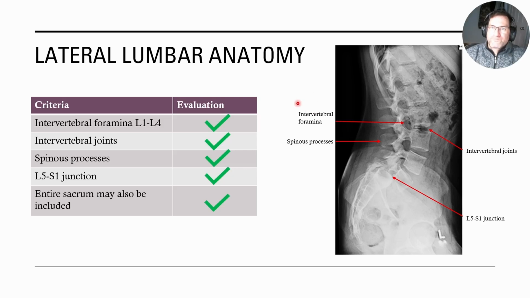Lateral lumbar evaluation for all the anatomy. We got our L1 all the way to our L5-S1 right here. We can see the intervertebral joints right here. In between, we got all the intervertebral foramina right here. So everything is on there, and the entire sacrum is included down to the coccyx. That's quite a bit, along with all our spinous processes seen in a row all the way up until we get to L5. It's a little hard to see.